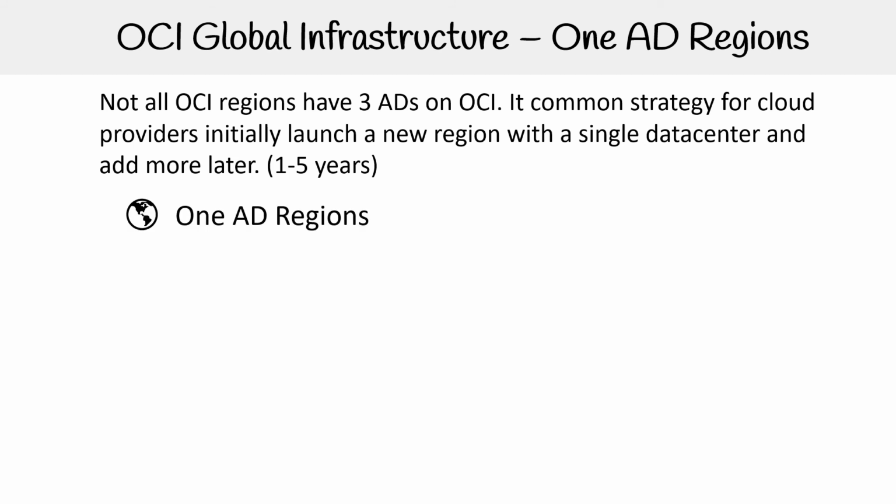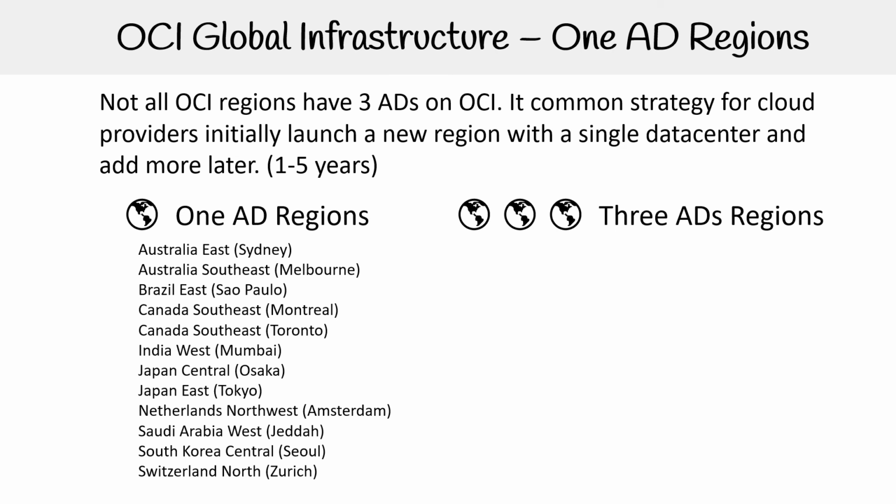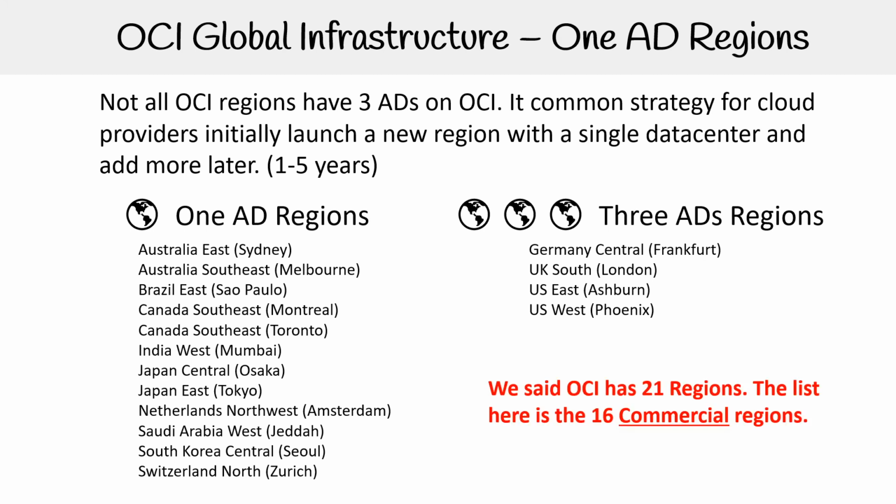If we look at 1 AD regions and 3 AD regions, you'll see that the majority of Oracle regions only have 1 data center. And there's only 4 regions that have 3 data centers: Germany, London, and the States. In this list, we're actually only listing 16, and we said earlier there were 21 regions. The reason why there's only 16 in this list is because we're only listing the commercial regions. I'm not sure about the government regions, but that's the reason this list is a bit shorter. But there you go. That's ADs. And that's it.